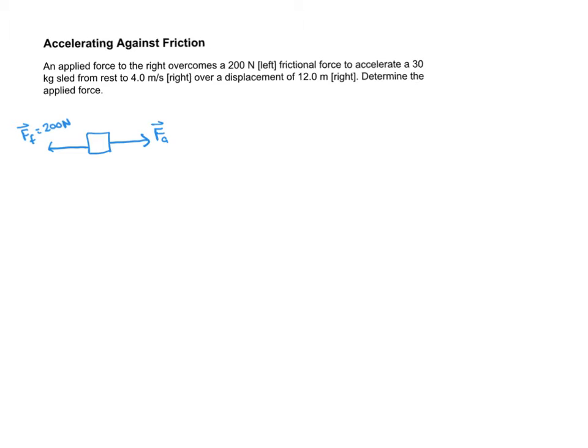And I know that my applied force to the right should be longer than my frictional force because I know it accelerates to the right. So I'm just going to erase a little bit of the length of that frictional force just to make it clear that the net force is to the right. And there should be some gravity and normal force, which are going to cancel out because there's not going to be any vertical motion here. Okay, so there's my free body diagram.